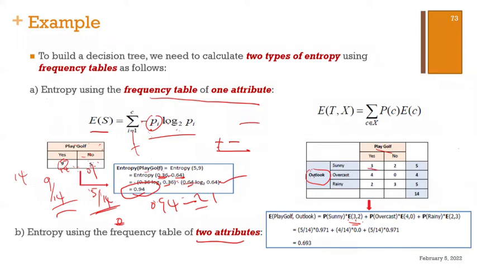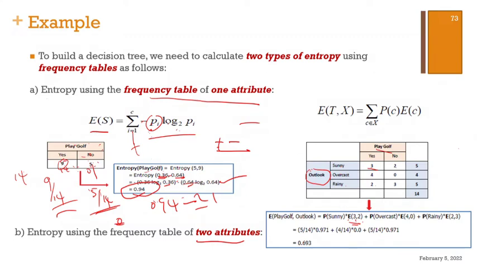Because when you select outlook, you're going to break it into sunny, overcast and rainy. Under sunny, we have 3 yes and 2 no. Overcast, we have 4 yes. That is, when the weather is overcast, there are 4 people who play golf in the training data we're using, but 0 who did not play golf. When it was raining, there were 2 people who played golf and 3 people who did not play golf.